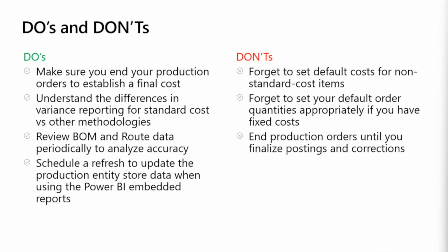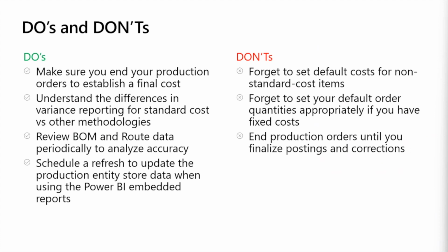Another don't on our list is don't forget to set your default order quantities appropriately if you have fixed costs. That default or site-specific order setting is set directly on the released product. If you leave that blank, then every time you run a BOM calculation, we would have to specify that quantity manually. That can be a lot of work, especially if you're mass running calculations for lots of items.